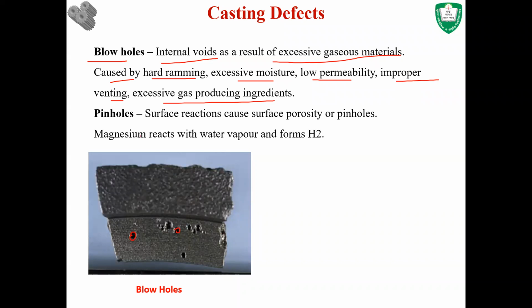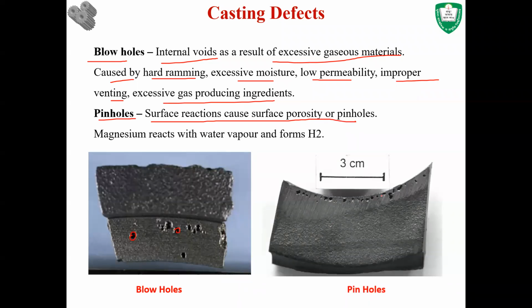Another type of defect is similar to blowholes, but this defect is a surface defect. Surface reaction causes surface porosity or pinholes. Sometimes on the surface of the casting, these small tiny holes are produced. These tiny holes are created because of a reaction. Magnesium or some other material reacts with water vapor to form H2, and this H2 gets trapped on the surface. Because of that H2, or sometimes hydrogen sulfide when sulfur is present in the metal, this kind of small pinhole is produced.